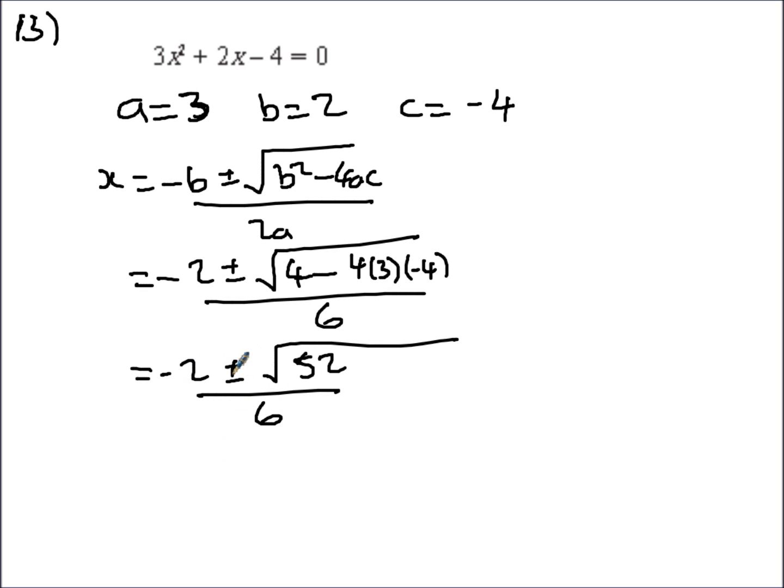And then we put it in a calculator with a plus on it, and then we put it with a minus, and that will give us our two answers. So minus 2 plus root 52, and then divide that by 6.